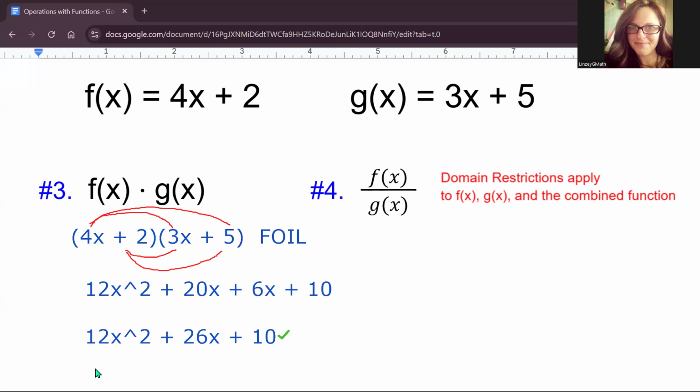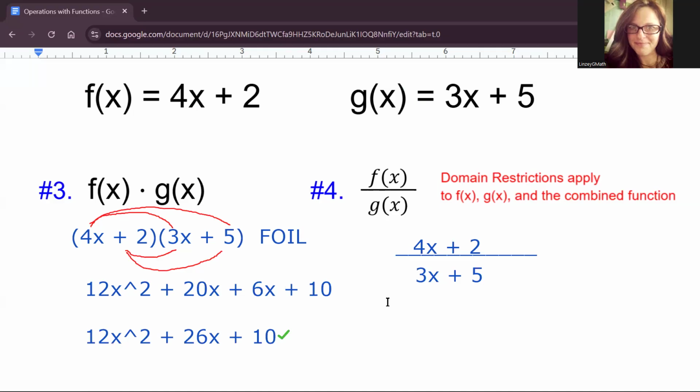Speaking of domain restrictions, let's take a look at number 4, dividing. So to divide these two functions, f of x, 4x plus 2, divided by 3x plus 5. And that's it. We can't simplify this any further.